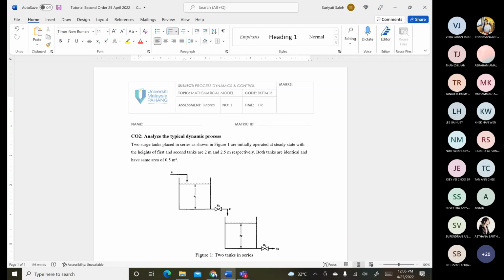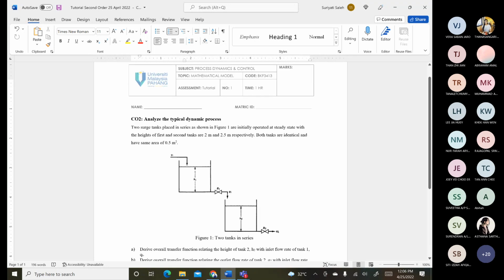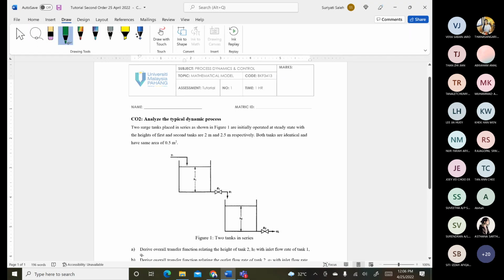So for this part, if we take a look, there are two surge tanks. The surge tanks are placed in series as shown in figure 1. So in this figure 1, we have two tanks located in series. This is tank number 1 and this is tank number 2.